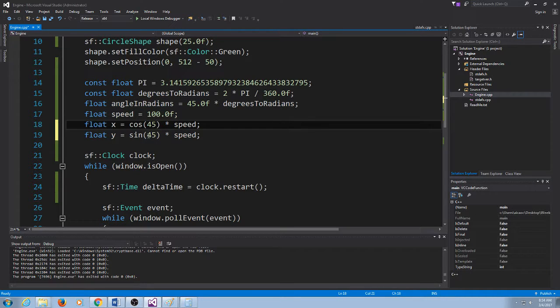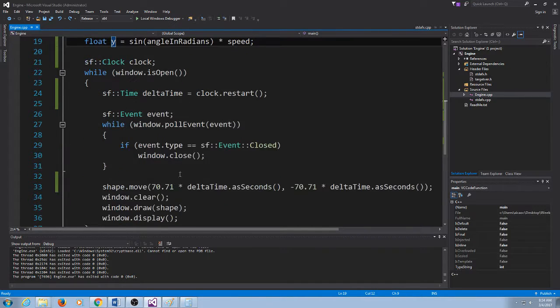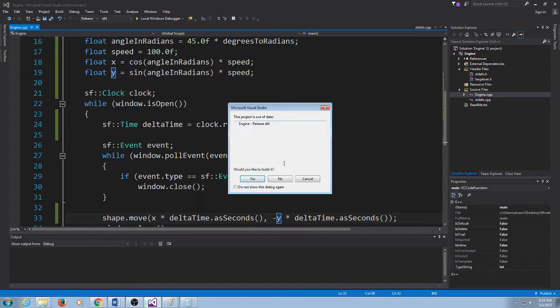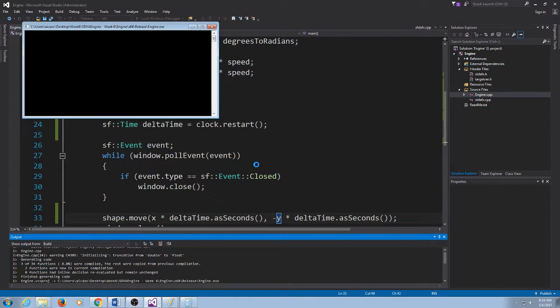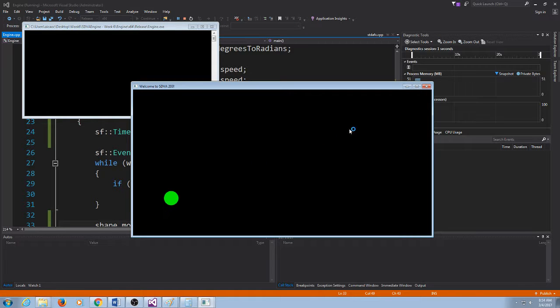If I just put in 45 here, this is not correct because this is in degrees. These functions require you to have them in radians. So that's why I have this equation here. It's just 45, which is my degrees, times my conversion factor, which is 2 pi over 360. All right. So then, finally, now I can do this, x and y. And I get the same thing.